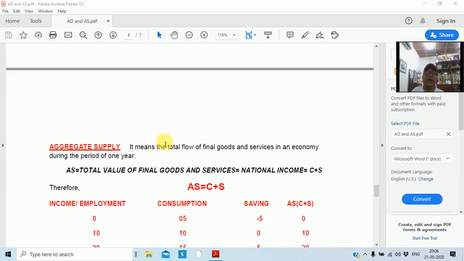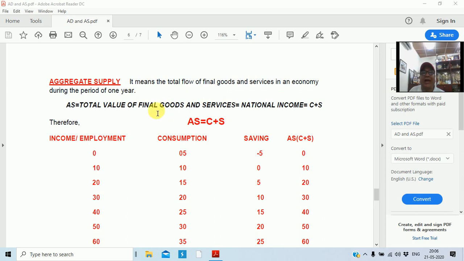Now moving to the second, the aggregate supply curve. Aggregate supply means total supply. What we call supply, you might have studied in microeconomics from the individual point of view. When we say supply, it means flow of final goods. When I say aggregate supply, it means the total flow of final goods and services in the economy during the period of 1 year. So in aggregate supply, what are we going to calculate? How much flow of final goods and services during the period of 1 year.